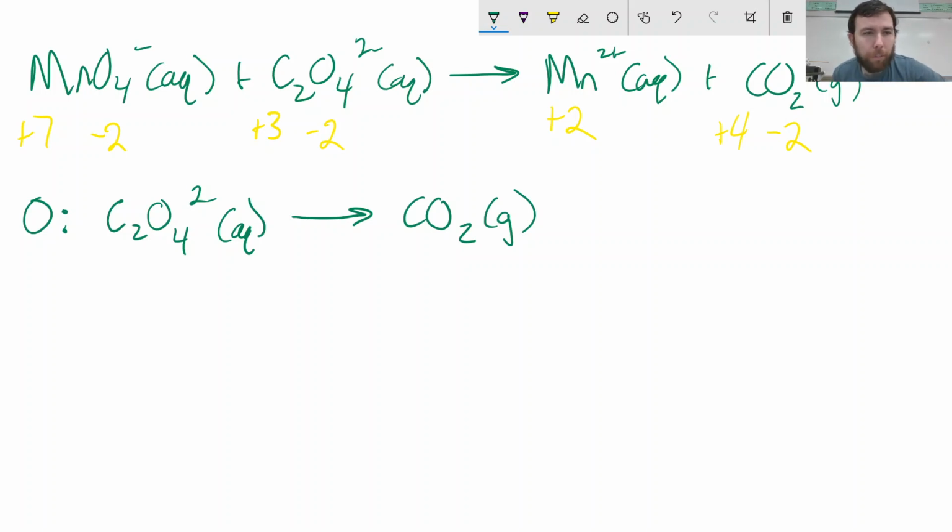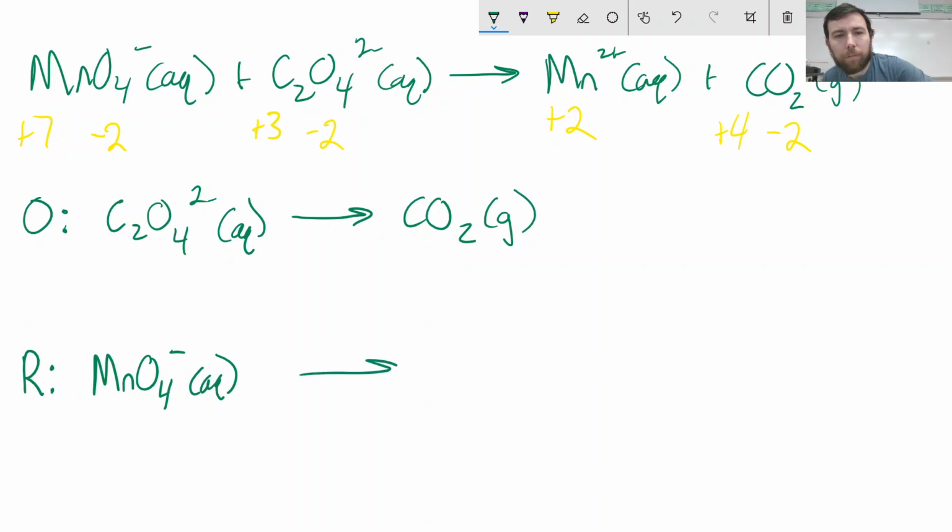And then our reduction portion of the reaction is going to be the permanganate ion. We notice that the manganese went from +7 to +2, so we see that it gained electrons. So we've got MnO4- (aq). I'm going to try to leave some space here. Well, we'll hold off on that. It's going to make Mn2+ (aq), right?